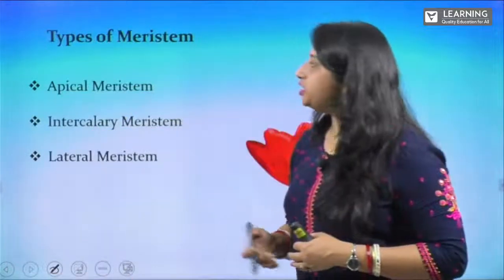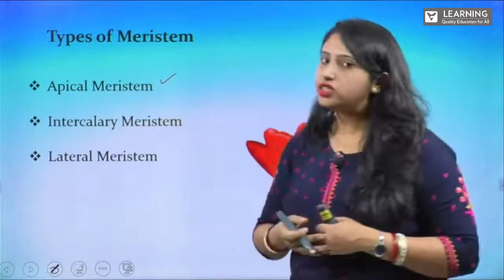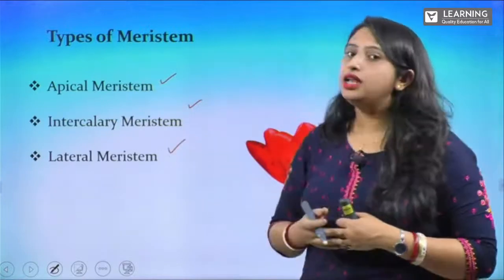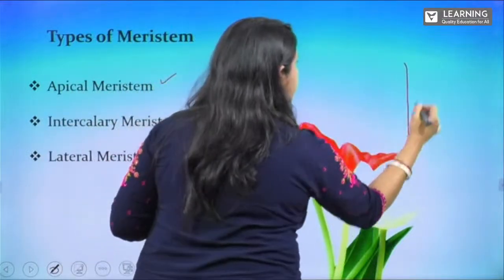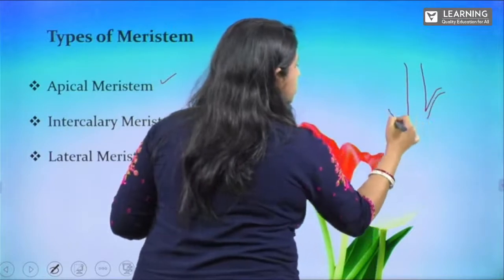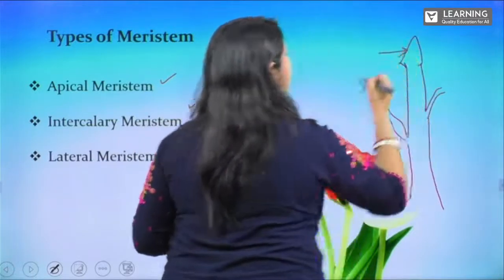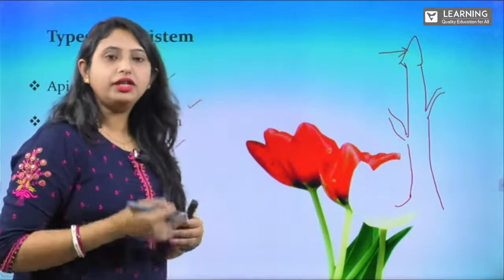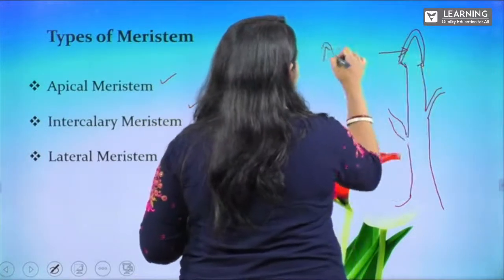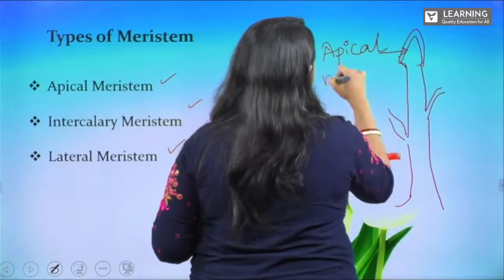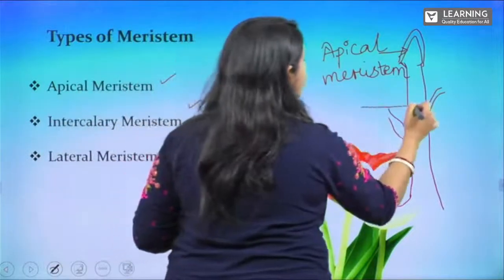These meristematic tissues are again differentiated into three types: apical meristem, intercalary meristem, and lateral meristem. How is the diagram of meristematic tissue? If we draw it like this, this part is your apical meristem. Apical meristems are present in the root tip and the shoot tip. Intercalary meristem is present in the middle.